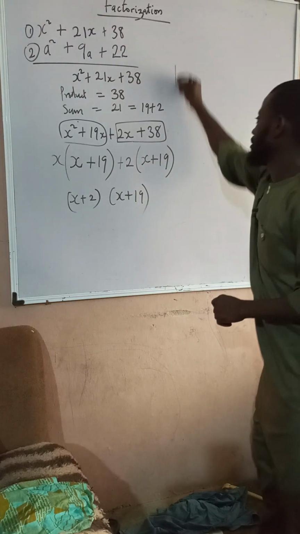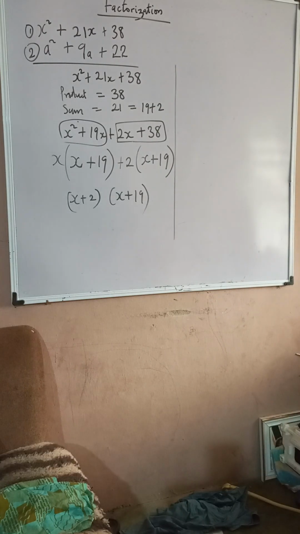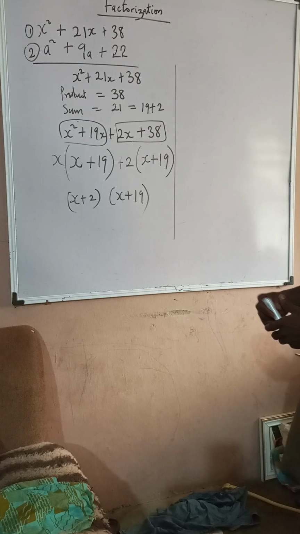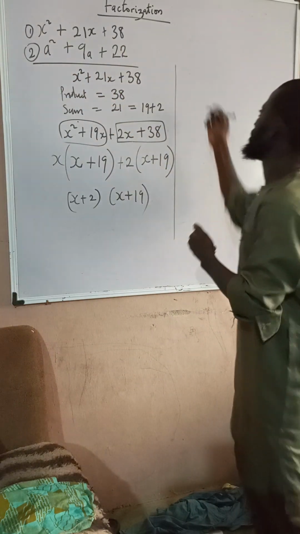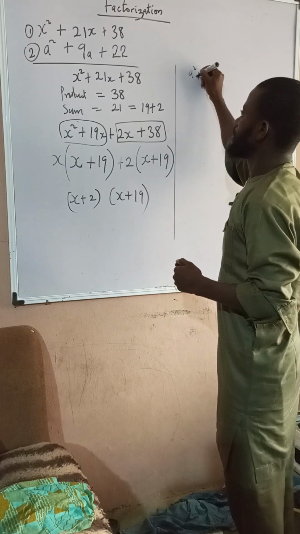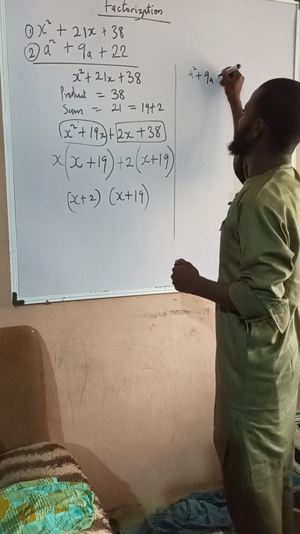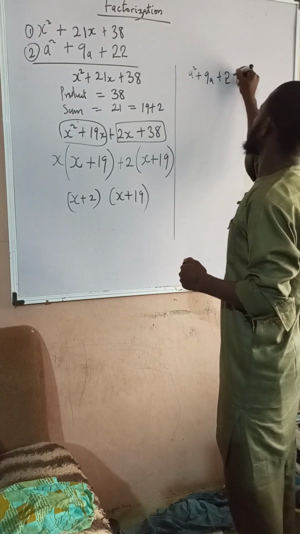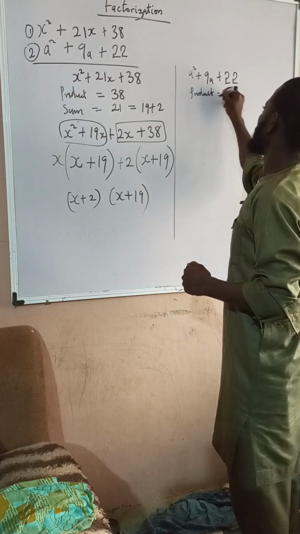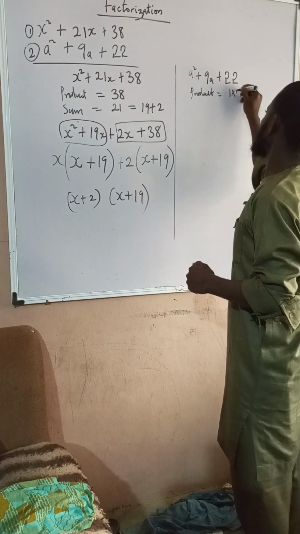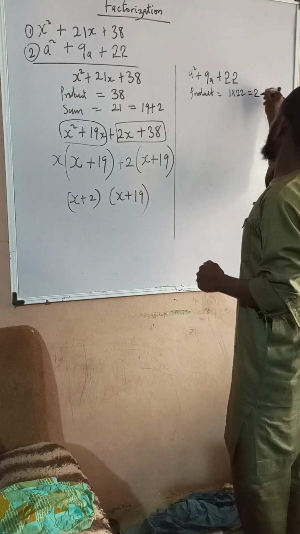Easy peasy. Let's do the second one. For the second one, the same thing, you look at the product of the root. This one is 1, abi? 1 times 22, 22. Our expression is a square plus 9a plus 22. So the product is equal to 1 times 22, which is equal to 22.